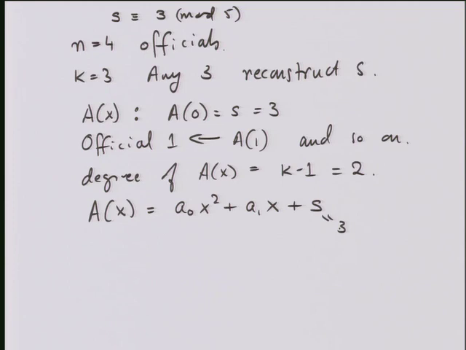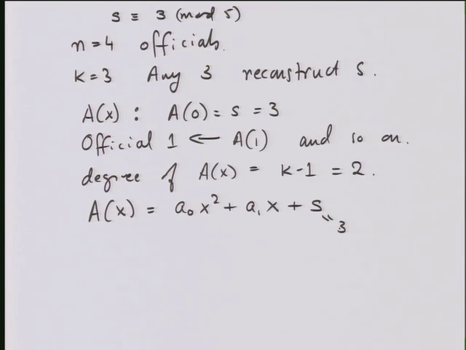Now we want to pick a random such polynomial. So we choose a0 to be a random number between 0 and 4. Pick a1 at random. So that's our random polynomial. We pick that polynomial and then evaluate it at x equal to 1, 2, 3, 4, and we hand those shares across to the 4 officials.